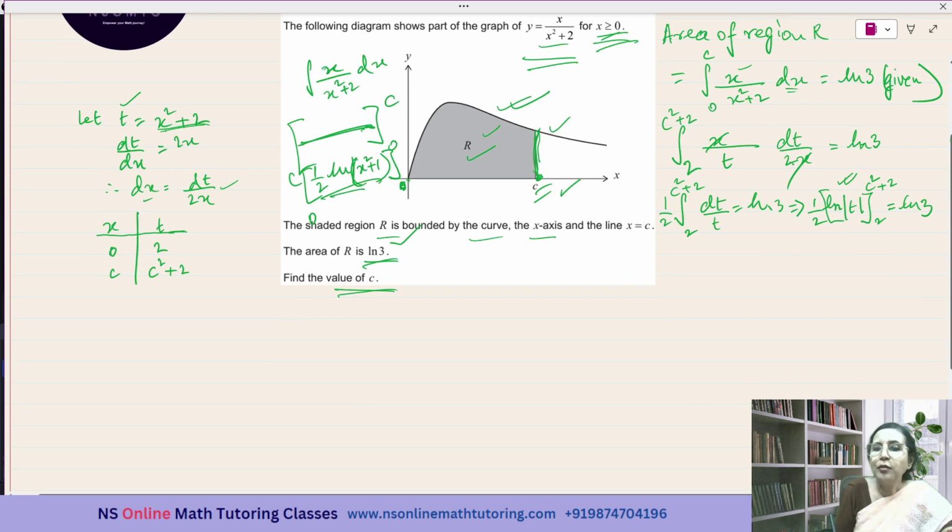So this is equal to, therefore, this is half ln of c square plus 2, it will be a positive number, so it is c square plus 2, minus ln of 2, again another positive number, is equal to ln of 3. Clear?